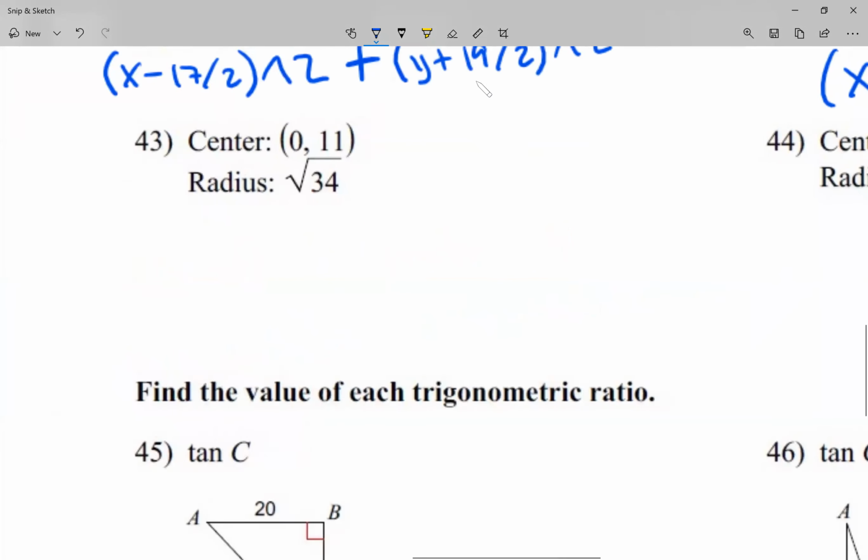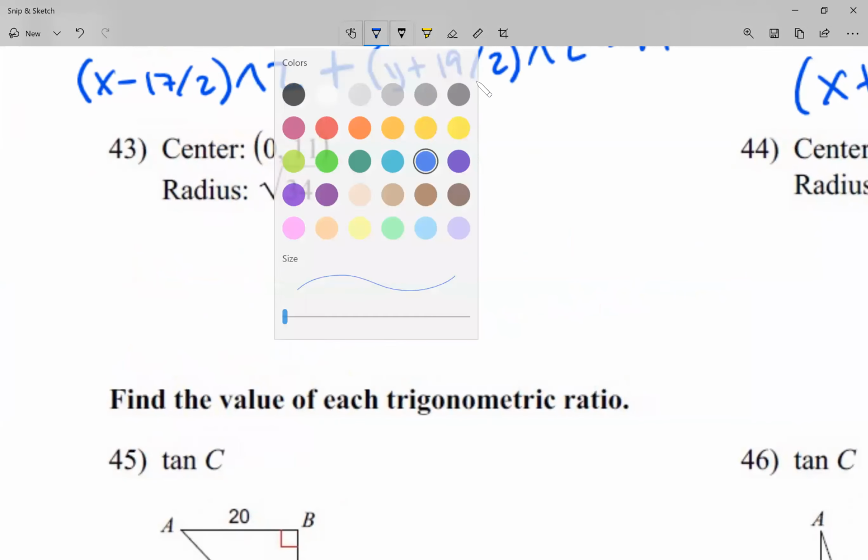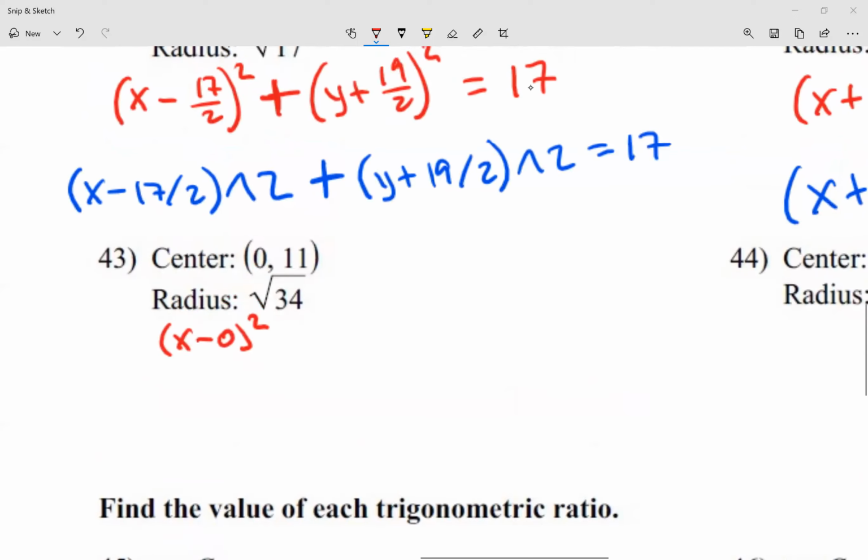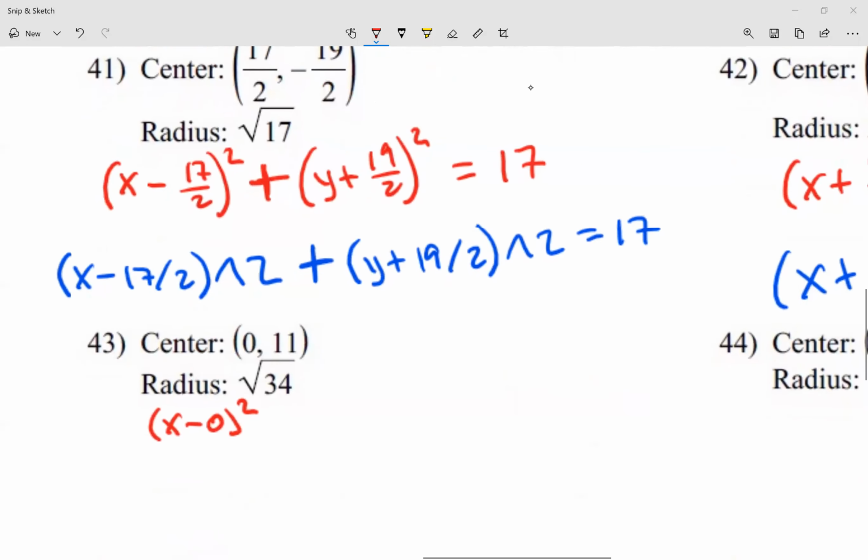All right, let's take a look at question number 43. Let me show how we write it. To begin with, I can write this as x minus 0 squared. Notice I switched the sign. Now the radius is always squared. I have a question here. Is the radius always multiplied by 2? Not by 2, squared. Notice what I did on number 41.